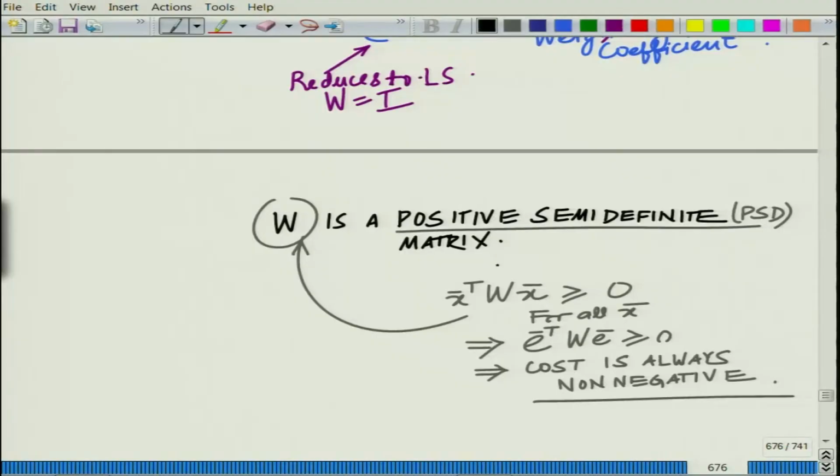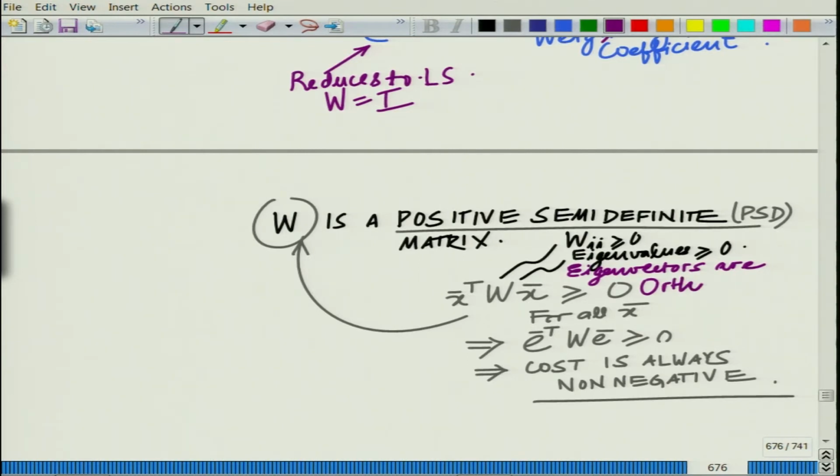Now, of course, positive semi-definite matrices satisfy many properties. The diagonal elements Wii have to be greater than or equal to 0. Eigenvalues have to be greater than or equal to 0. Eigenvectors corresponding to distinct eigenvalues are orthogonal, and so on.